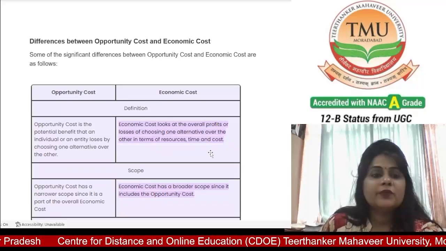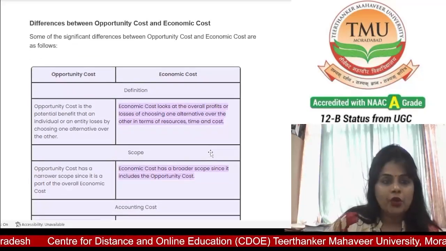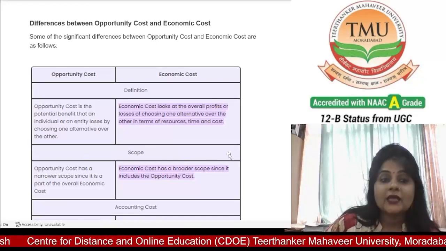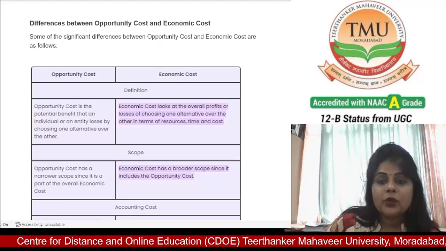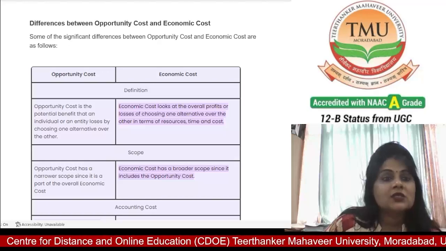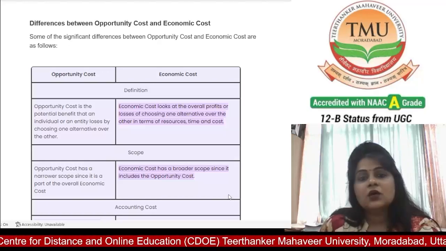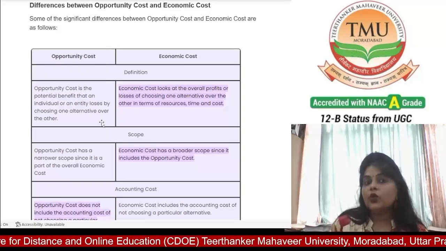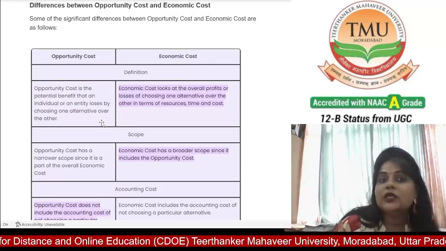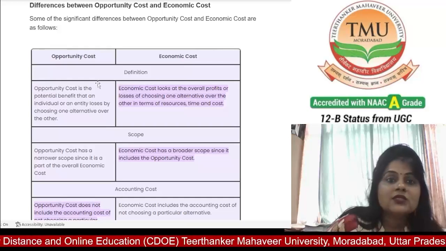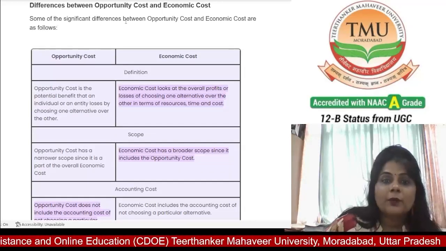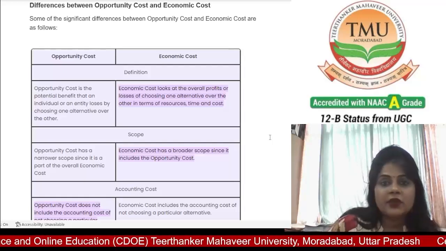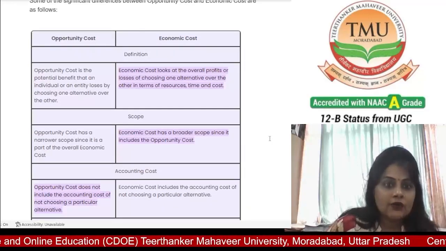So this concludes the topic of opportunity cost, which is an important topic. It has a very good place for economics and commerce students. Hope you have understood well what opportunity cost is. Now we discuss the difference between opportunity cost and economic cost. Some of the significant differences between opportunity cost and economic cost are as follows.